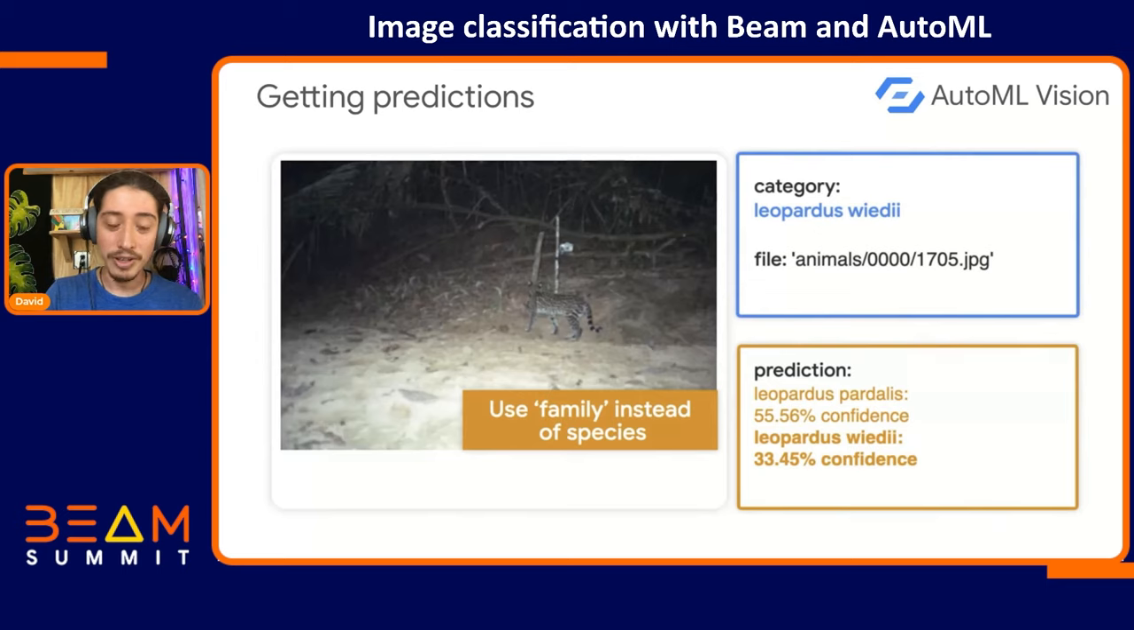Then we have this other image. This is a Leopardus wiedii, but the model confused it with the Leopardus pardalis. It's not very confident about it. The correct species was actually in one of the options that it suggested, but the highest confidence was not correct. They're very similar, so maybe we could use the family instead of the species, and then maybe have another model trained only on leopards to see specifically which species it is.